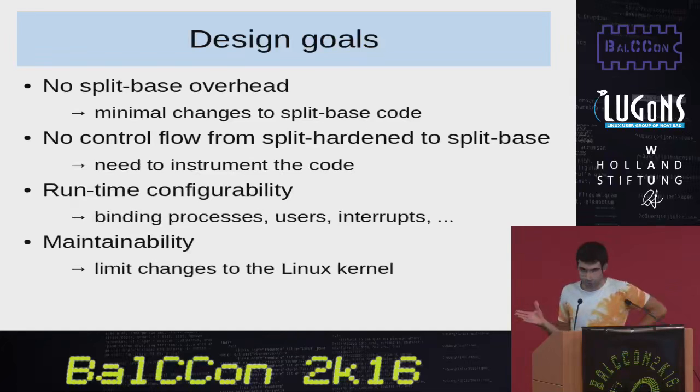So we had 4 design goals when starting this project. The first one is to have no split-base overhead, meaning that when we run in split-base mode, which is basically the legacy normal performant mode, we want everything to run as fast as possible, and actually just as fast as a normal system. This means that the split-base code will need to be changed as little as possible. It needs to stay exactly the same.